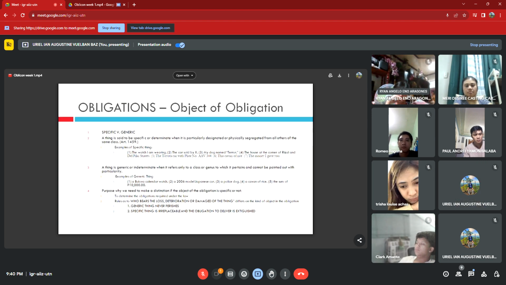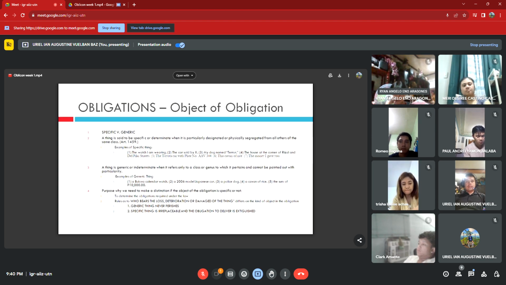If it is particularly designated or physically segregated, you can physically segregate it from all others of the same class. Now, a generic thing, on the other hand, refers only to a class or genus to which it pertains and cannot be pointed out with particularity. It is too general. It is a general thing. An example of a generic thing is a Bulova calendar watch. There are a lot of Bulova calendar watches, different kinds of models.